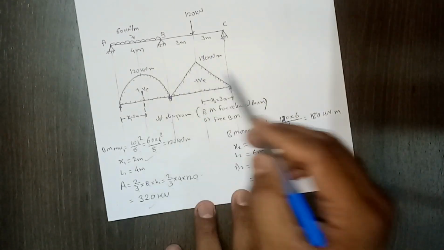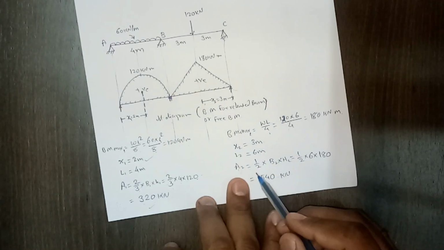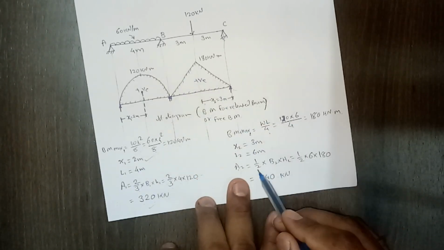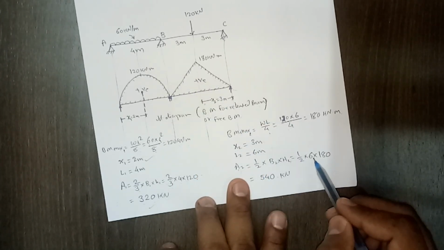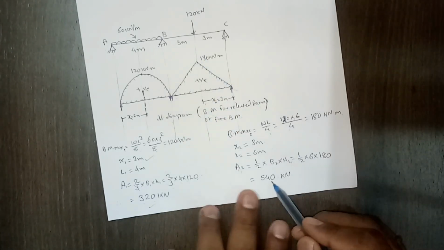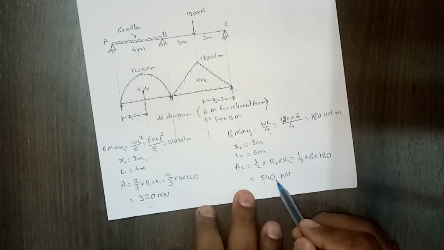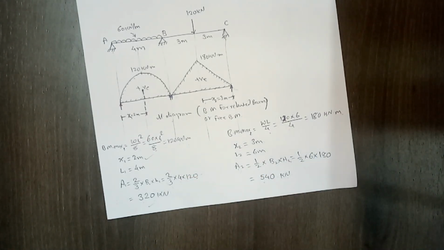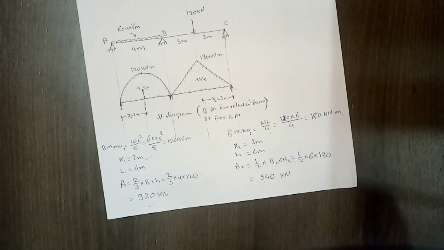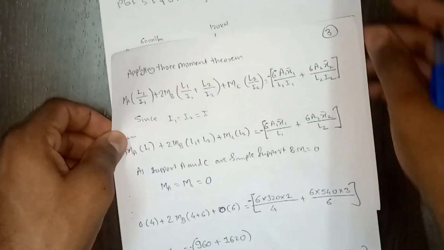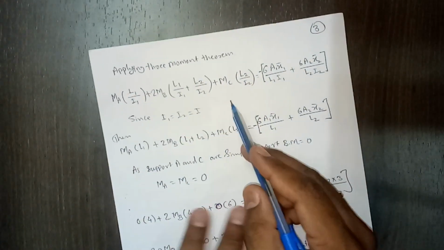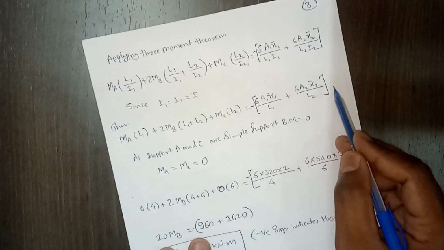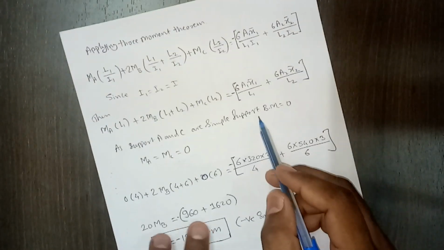Similarly, for the second portion, area of this bending moment diagram is equal to, since it is a triangle, 1/2 base into height. So 1/2 base is 6 meter, height is 180, and if you calculate, it will be 540 kilonewton. So that's how we can calculate the values. Once you calculate the values, we can substitute them in the Clapeyron's three moment equation. So this is the equation. Since I is the same, you can simplify, you can rewrite, or even if you use this equation directly, there is no issue.